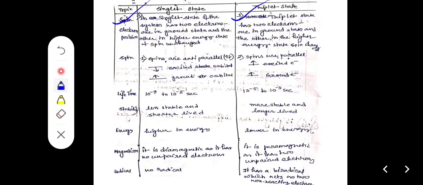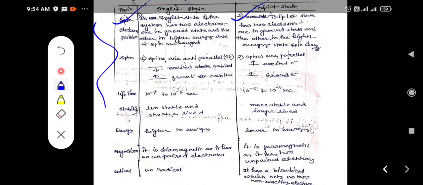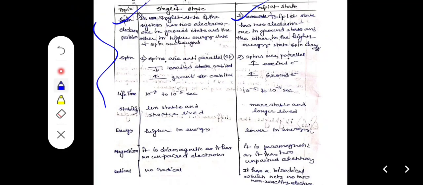What is the difference? The singlet state is actually one ground state having 2 electrons. But when they get excited they convert into a singlet excited state and a triplet excited state. Here we consider the excited states, that is the singlet excited state and the triplet excited state. The singlet excited state has 1 electron in the ground state and the other electron in the excited state, but their spin is not changed.